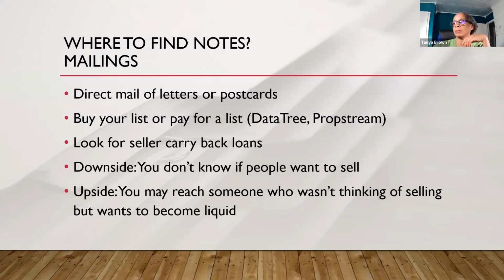So you all got that name. That's a good one. I pull my list from Data Tree, or you could use PropStream. There is a section there that allows you to filter everything. There's also a section that says seller carryback, and they allow you to filter it for anybody that has seller carryback notes.